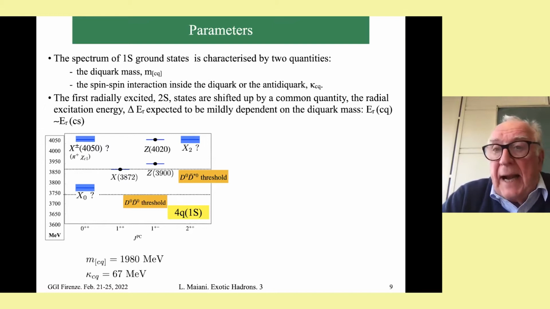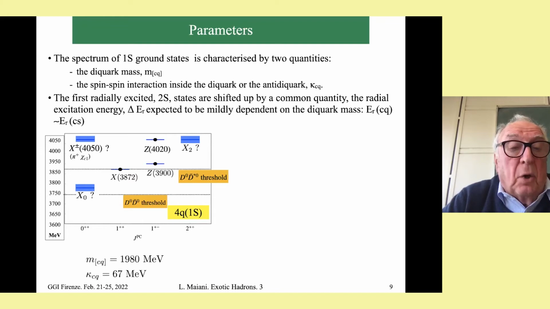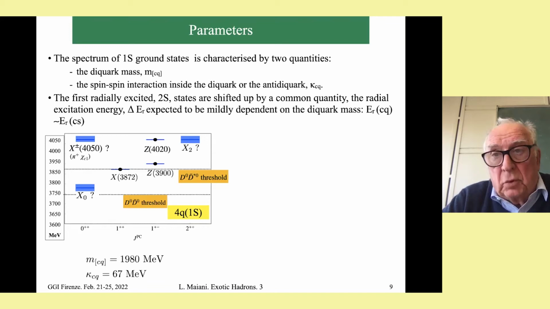Then you have the 0-0 multiplet, which is the 0-0 particle, which is one unit of spin down. So it is one unit of this 67, two times 67. And then you have the two other positive charge conjugation states of spin zero and spin two, degenerate in this approximation, around 4020.